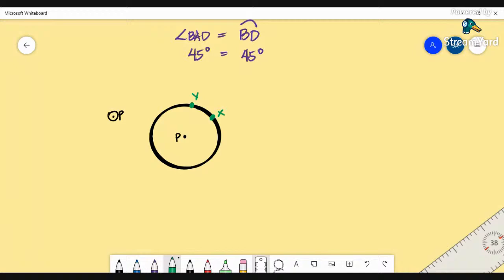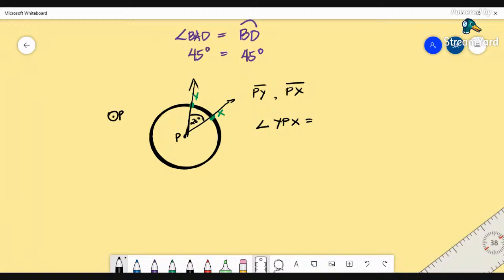Now, if we're going to draw a line, segment, or a ray, we have the ray for the line PY and the line PX. Now, it forms an angle. For example, this angle is 20 degrees. So, we can name that angle YPX. Angle YPX is a central angle because the vertex is located at the center of the circle, which is center P.